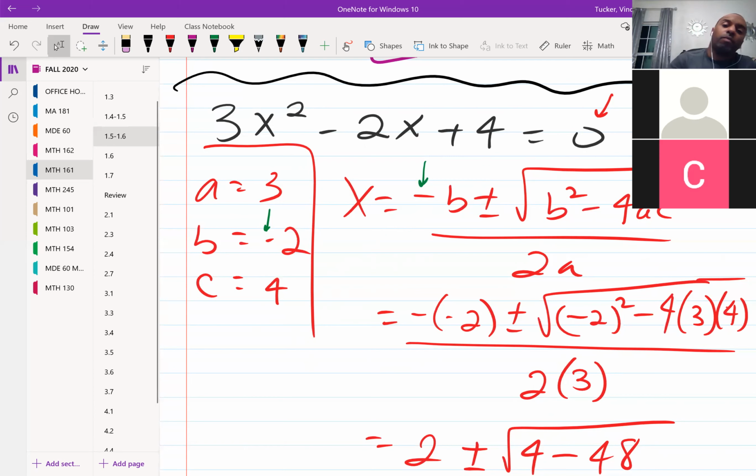All right. So make sure you don't lose a negative when you go and do your distribution. So in our formula, we have a negative on the outside, but we also have a negative that needs to be substituted in with this -2. And so a lot of times people will make a mistake and leave off one of those negatives. So make sure you're careful there. So that's -2 plus or minus -2 squared minus 4 times 3 times 4 over 2 times 3.